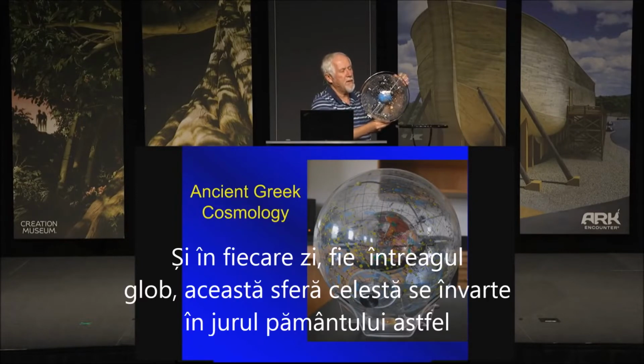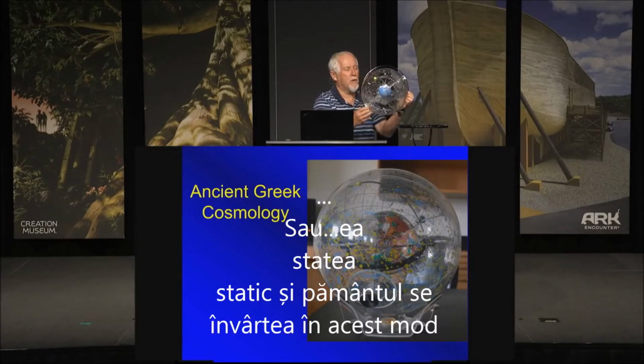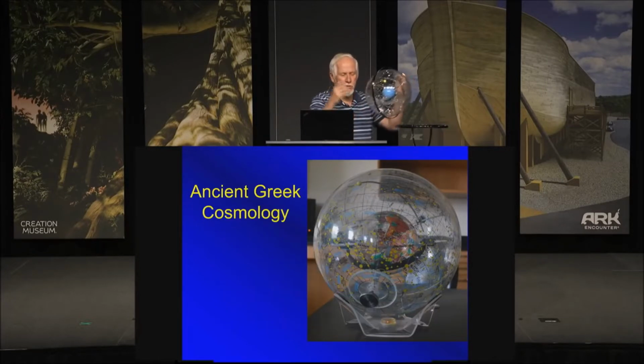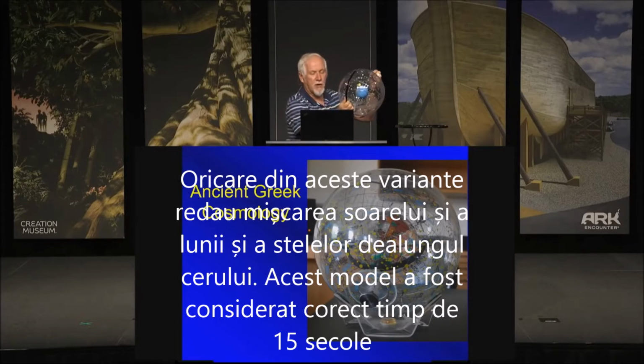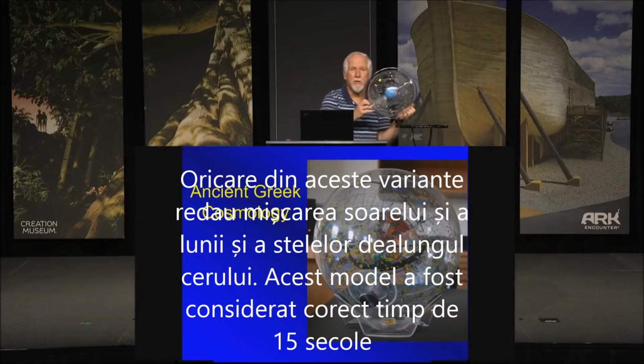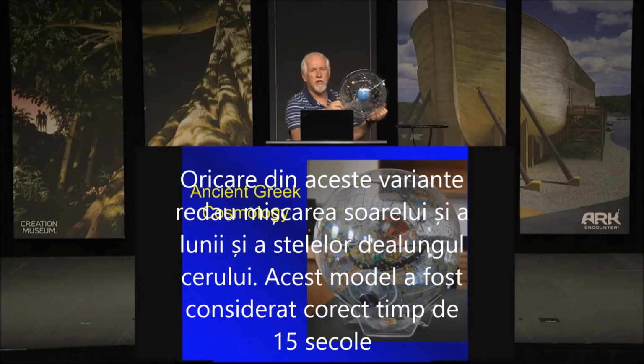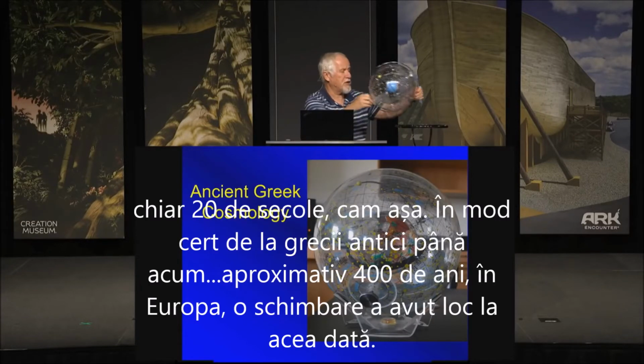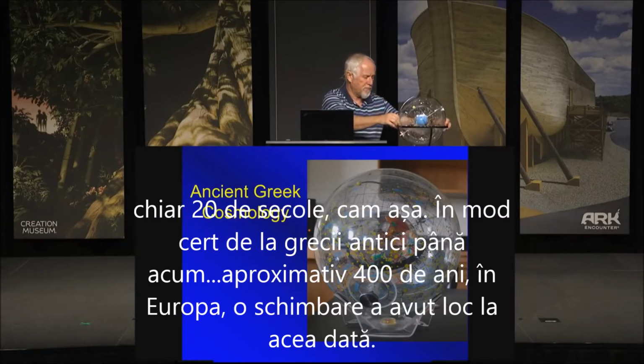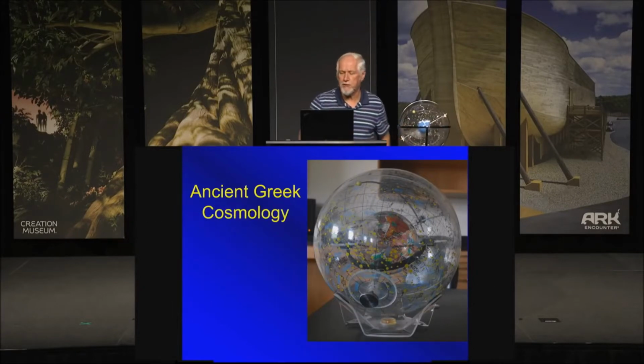move around like that. And every day, either the entire globe, that celestial sphere, spun around the earth like this, or it stood still and the earth spun like that. Either one will get you the daily motion of the sun and the moon and the stars across the sky like that. And this model was considered a truth for 15 centuries, 20 centuries or so, certainly from the ancient Greeks, right up until about 400 years ago. In Europe, a change took place at that time.